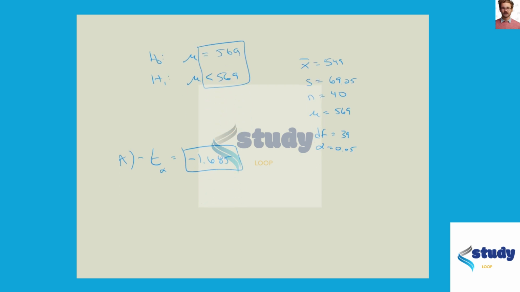All right, so now we need to find our test statistic. And that's calculated as the sample mean minus the population mean over the sample standard deviation over the square root of the sample size. And so that's going to be 549 minus 569 over 69.25 over the square root of 40. And we're taking this to 2 places. That would be negative 1.83.